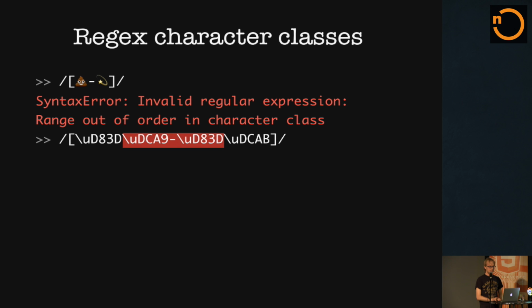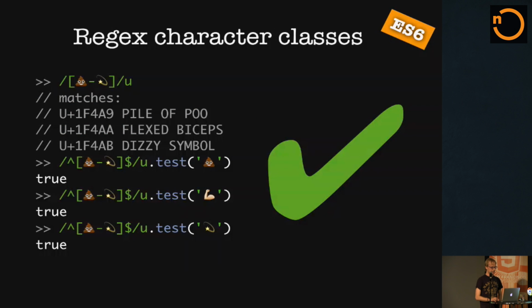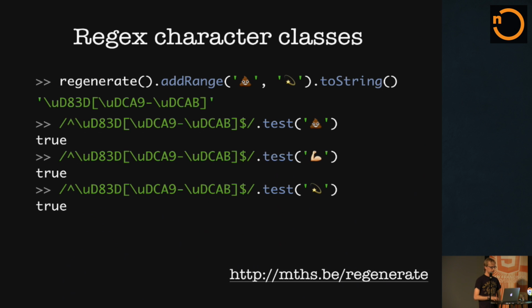So the way to fix this in ECMAScript 6 is, again, just introduce the U flag, and then it magically starts working the way you would expect it to. However, if you need a solution that works today, you're back to using a tool like Regenerate, for example. So you just say Regenerate, and then you add the range that you want, and then you turn that into a regular expression, and it will look completely weird, like the one here, but it will work the way you would expect it to, and it will match only the symbols that you defined.